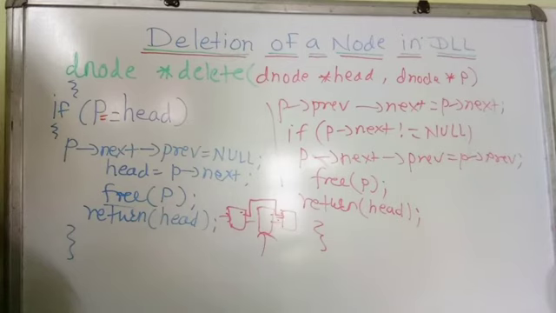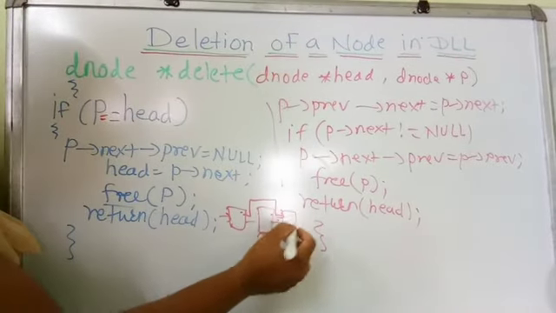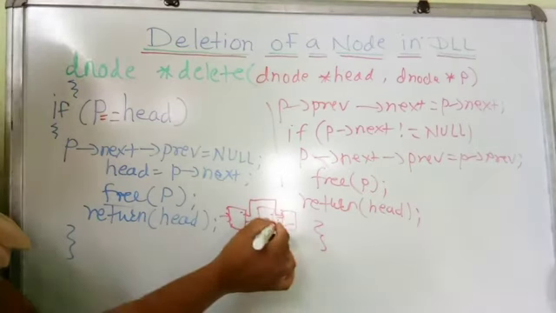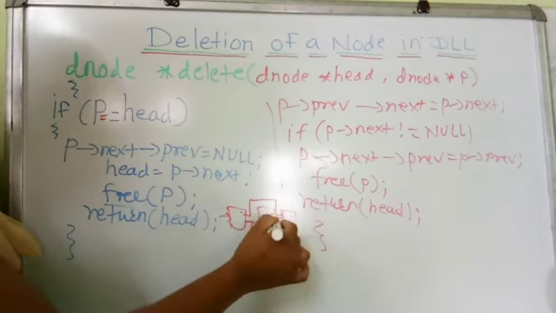Means at whichever node we get the p, we will continue the same. Then what is the p pointer next? If p pointer next not equals to null, means if p pointer next exists, means it is not the last node, then p pointer next pointer previous equals to p pointer previous, means we had made the conditions like this.